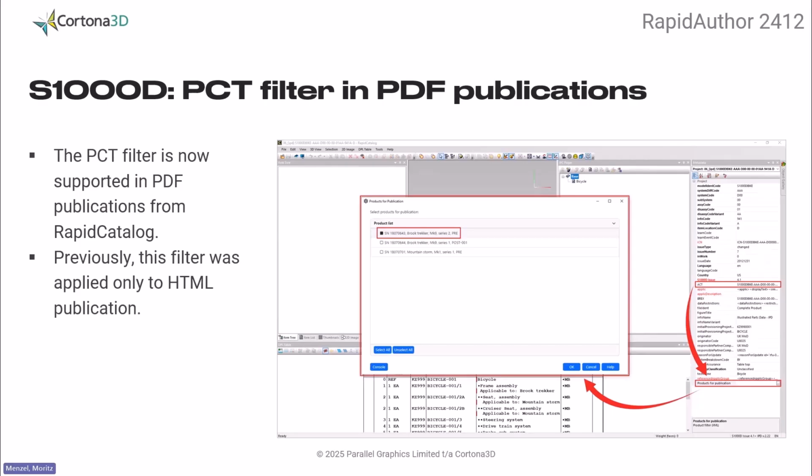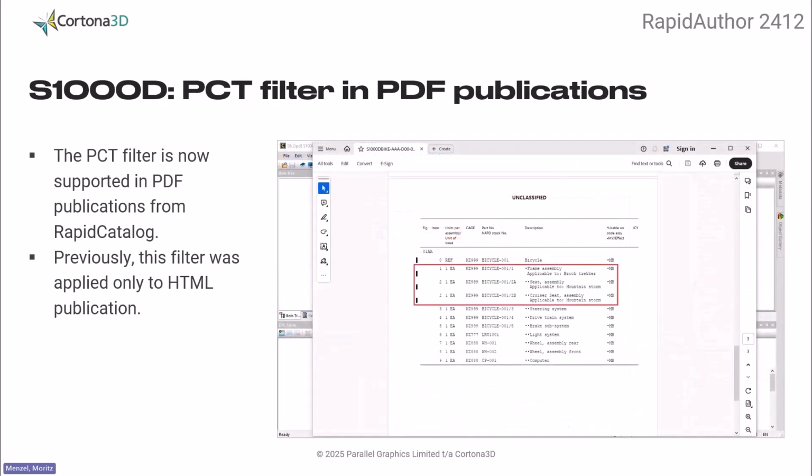And next, the PCT filter is now supported in PDF publications from Rapid Catalog. It works in the same way as it was previously implemented for HTML publications. As displayed on the picture here, we select the desired product in the Product for Publication metadata. And this selection is then reflected in the resulting PDF publication.